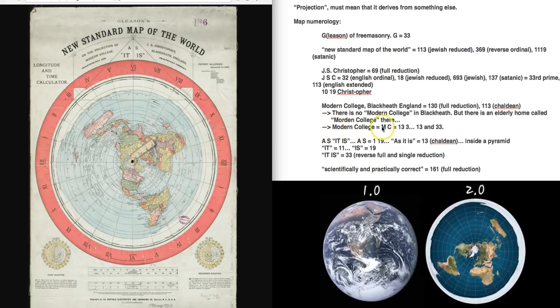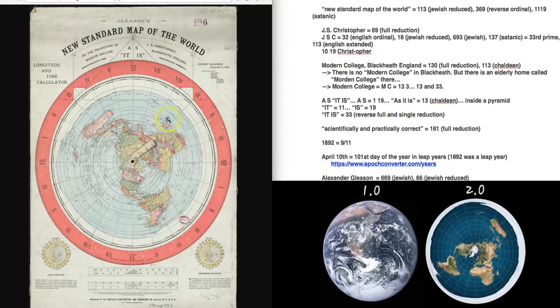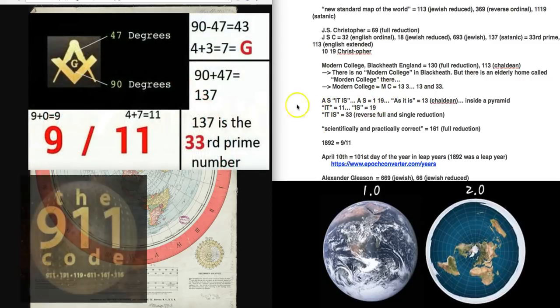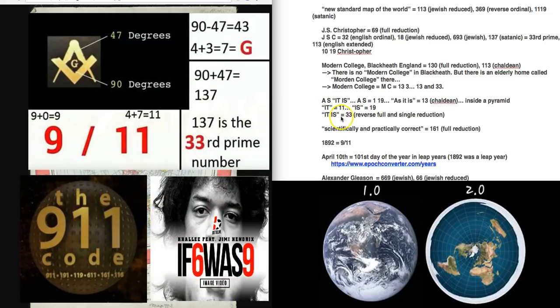Plus Modern College is MC 13.3. We see the words as is. Why have they split that here? It's because A and S is 1 and 19, so that's in the 1, 9, 11 backwards. It's 1933. Scientifically and practically correct in gematria is 161, which is the gist of 9/11 flipped.